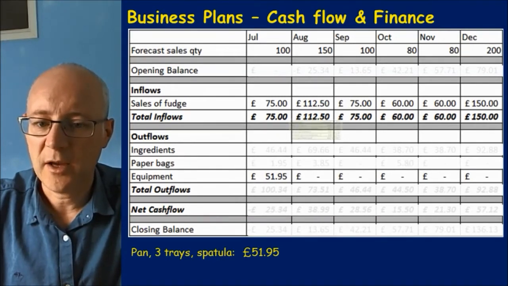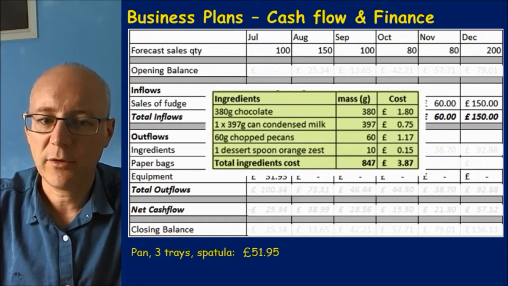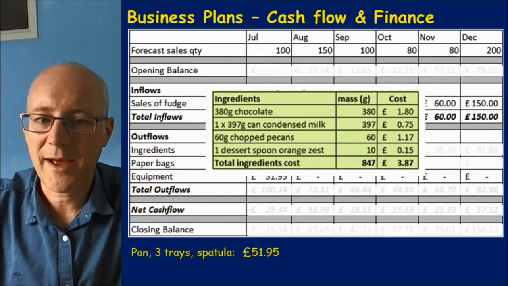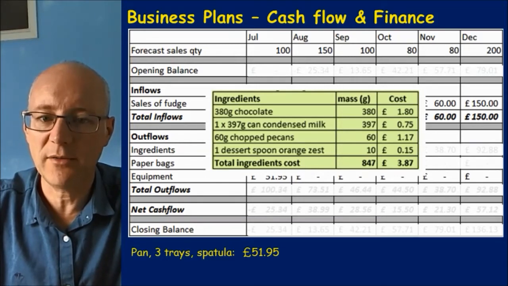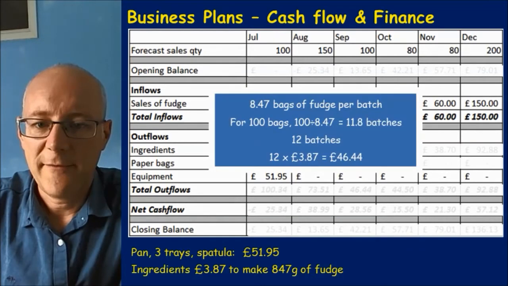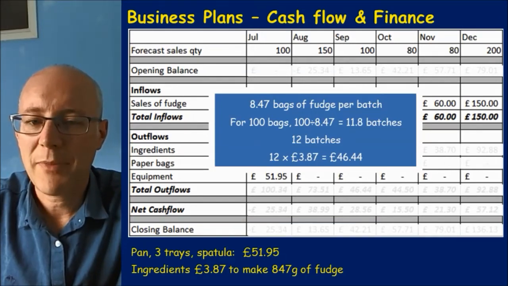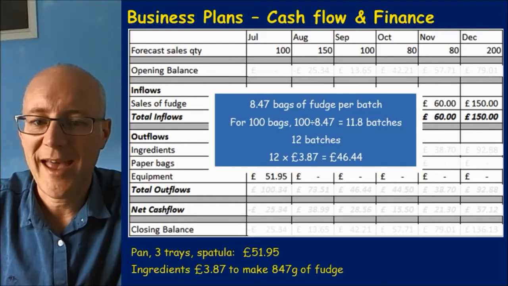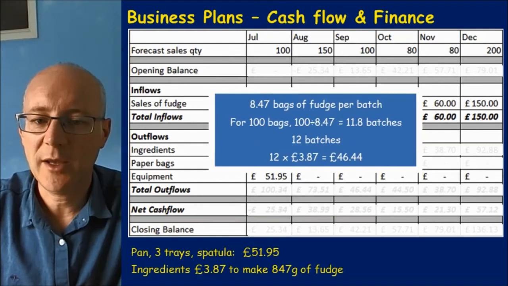Let's look at the ingredients. Okay, so this was from my PowerPoint last week. My ingredients were there, so it was working out at a cost of £3.87 to make a batch of fudge, which was 847 grams of fudge. That's just how it worked out based on the quantities. Therefore, 847 grams of fudge, that's going to be 8.47 bags of fudge for each batch that I make. For 100 bags of fudge, I need to make 11.8 batches of fudge. Well, we'll round that up to 12. That will give me a bit of fudge to eat.